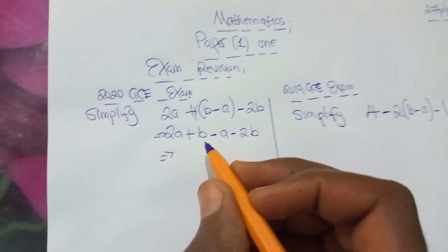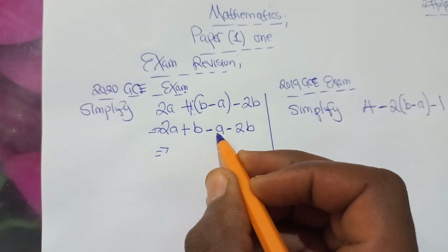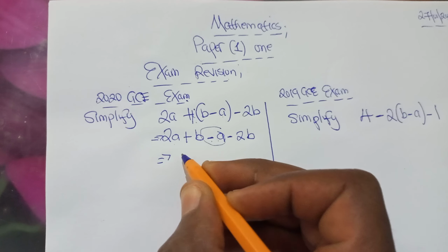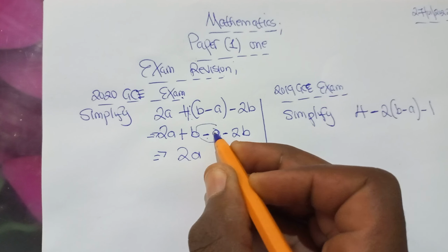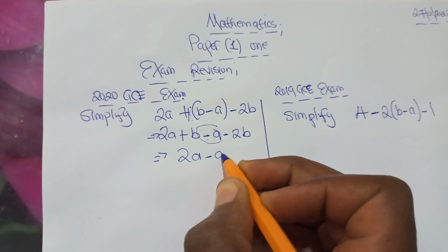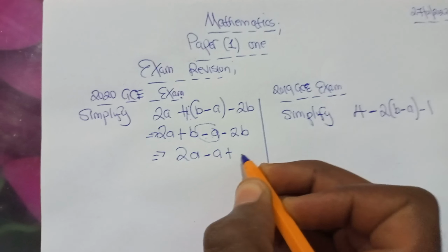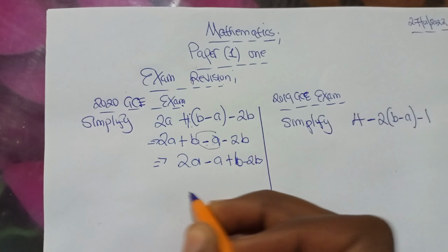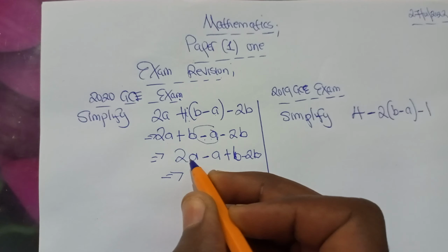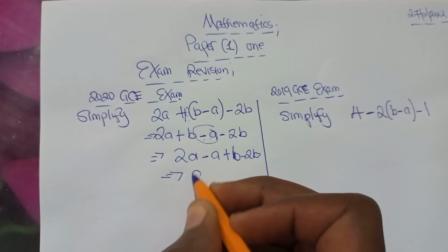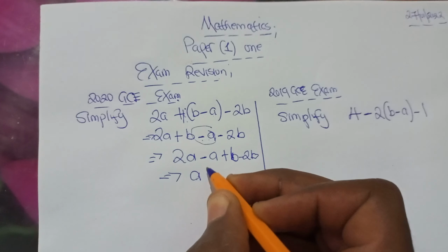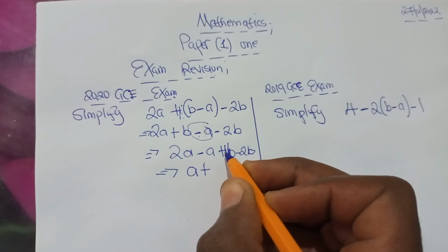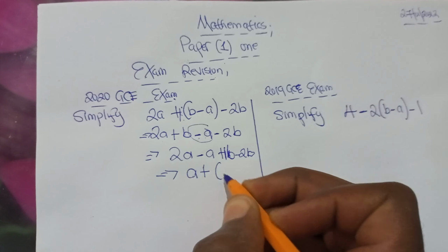Then the second step, we're going to say 2a and this a are like terms. But remember, this a is together with a negative. So immediately we say 2a, we must be able to bring in that is negative a, then plus b minus 2b. Then we're going to say 2a minus a, we're going to be left with a single a. Then we're going to say plus. But to this b, there is a hidden 1. So I'm going to say 1 minus 2, it's going to give us a negative.